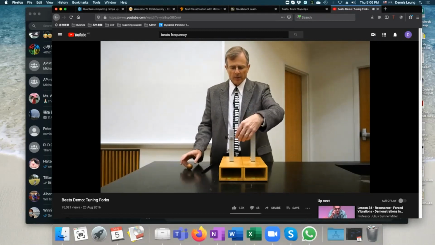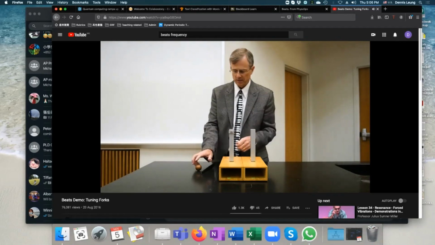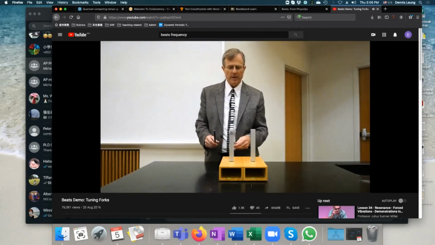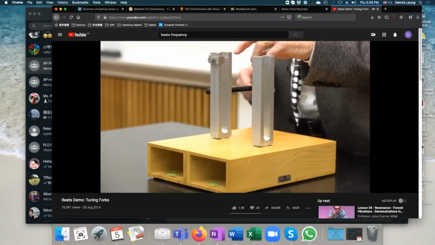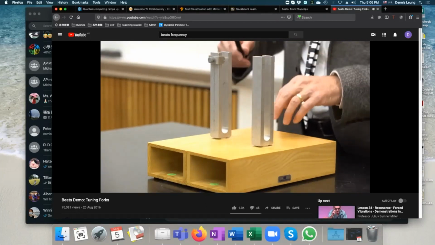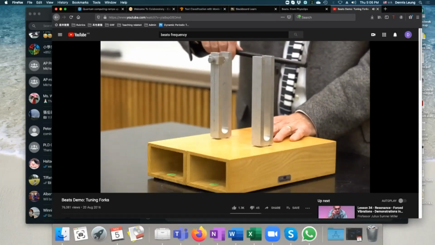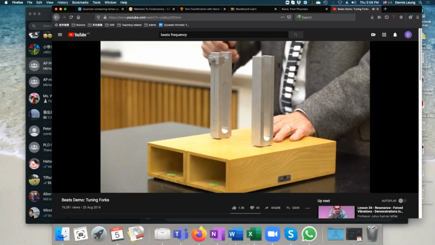Fluctuating loudness. The farther these are from being tuned, the faster the wah-wah pattern of the beats is. So these are even further out of tune. What I'm doing by moving this weight is lowering the frequency of this tuning fork, and the other one is staying the same. And you should be able to hear wah, wah, wah, wah, wah really fast.